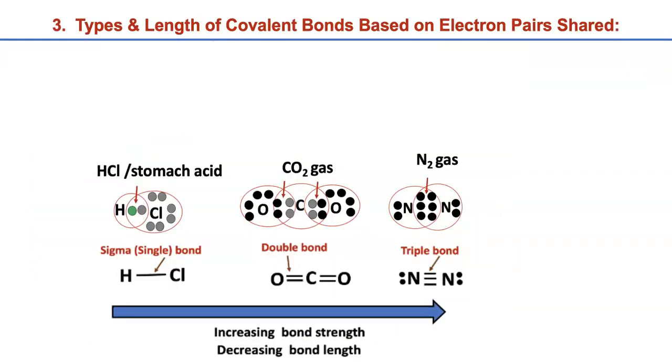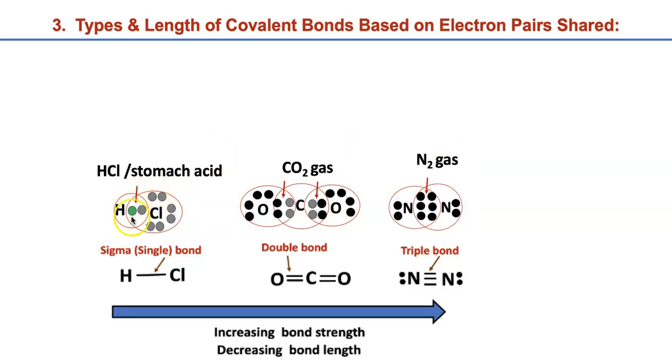Topic 3. The types and the lengths of the covalent bonds are based on the number of electron pairs shared. So let's look at 3 different compounds: HCl, which is stomach acid, carbon dioxide gas, CO2, and nitrogen gas, which is the most abundant gas, 80%, I believe, in the atmosphere.